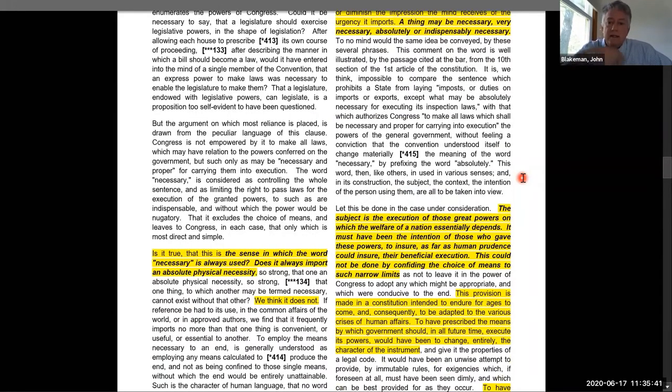He makes another interesting argument too, that what we're talking about is the execution of the great powers by Congress on which the welfare of the nation depends. It must have been the intention of those who gave these powers, there's an original intent argument, the intention of those who gave these powers to ensure, as far as human prudence could ensure, their beneficial execution. And I think what Marshall means is the framers of the Constitution meant that the powers of Congress would be used beneficially, and they would be used broadly. They would not confine or limit the choice of means that Congress can use narrowly.